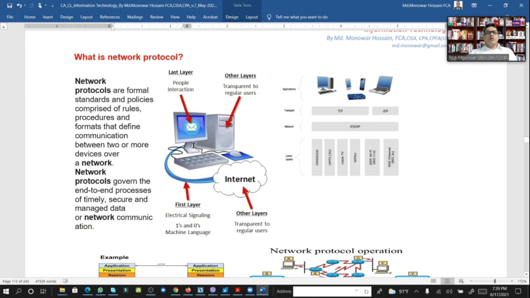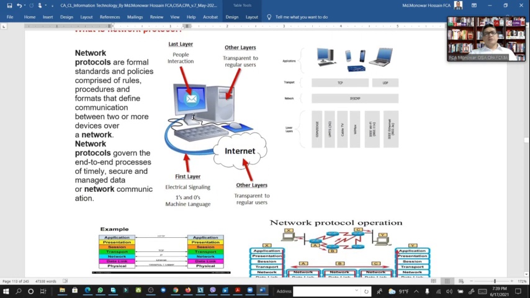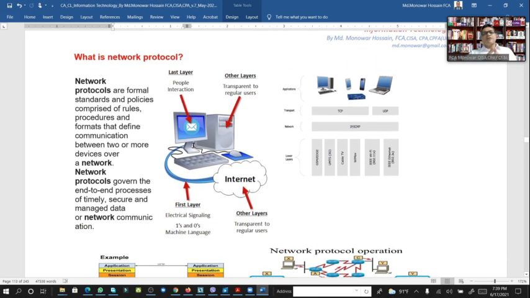And what is the network protocol? Network protocols are the formal standards and policies comprising the rules, procedures, and formats that define communication between two or more devices over a network. Network protocol gives the end-to-end process to timely, securely, and manage data or network communication. So here, two layers. Look here.